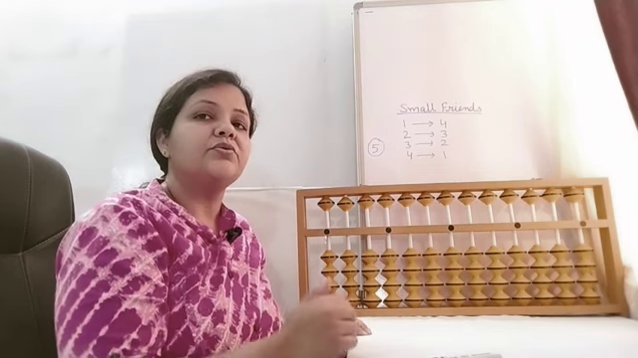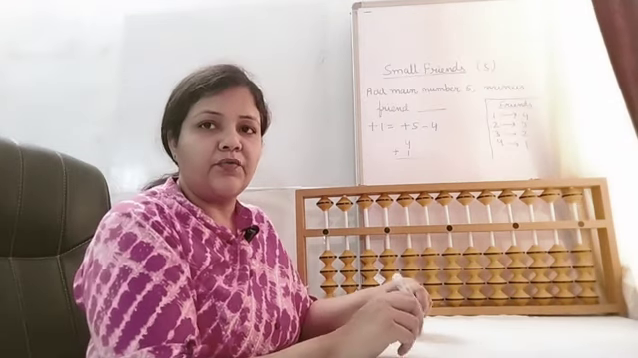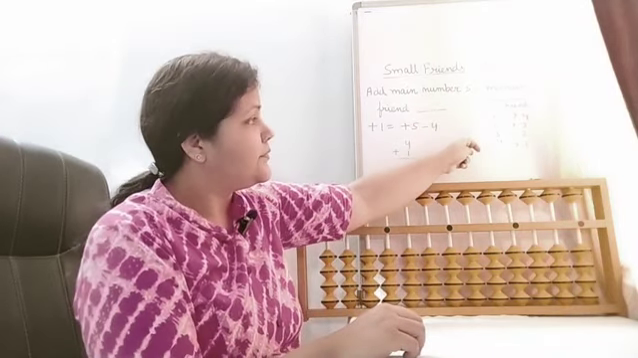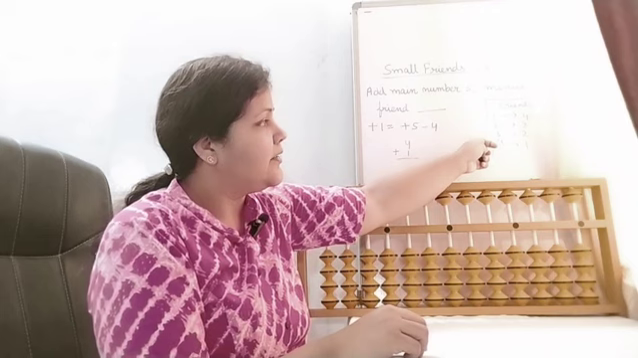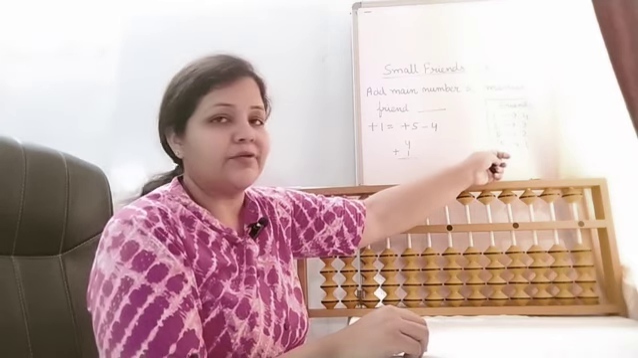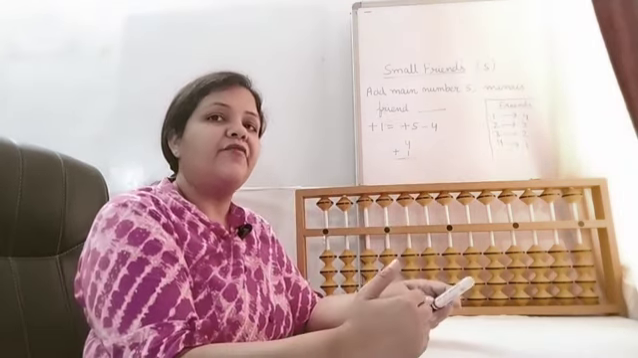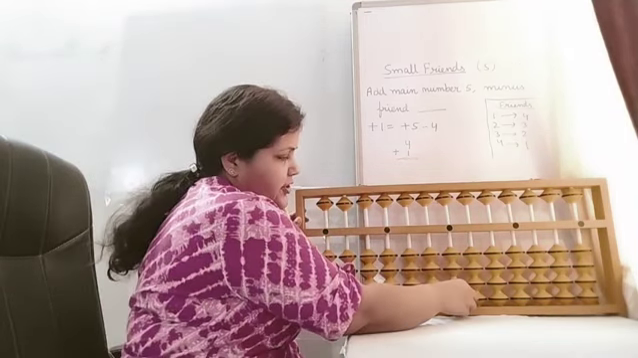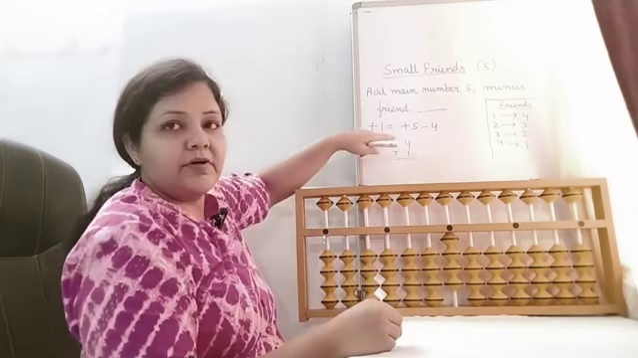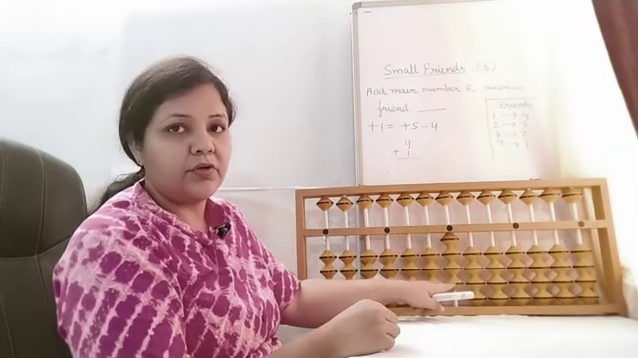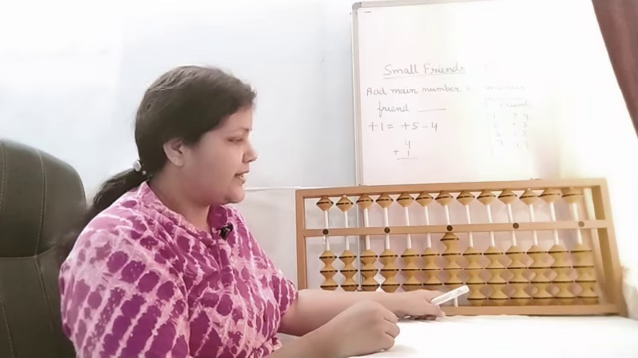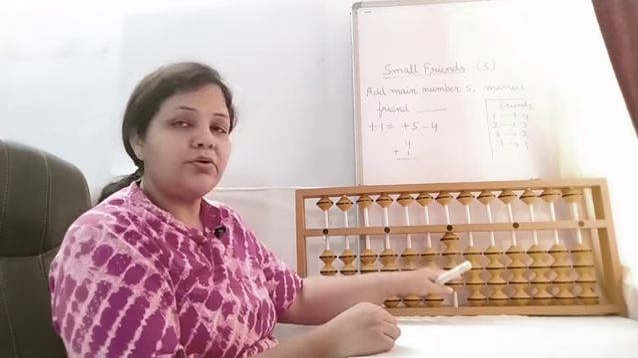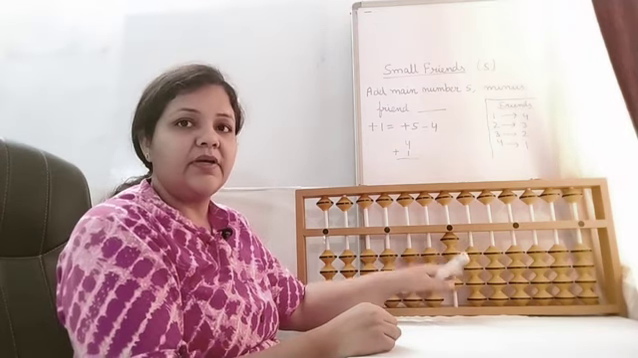Now let's see how to solve the questions. So now we have understood the friends. Friend of 1 is 4, friend of 2 is 3, friend of 3 is 2, and friend of 4 is 1. Now how and where to apply the formula? Let's see. For example, our question is 4 plus 1. We have 4. Now I want to add 1, but I don't have a lower bead to add 1. So here we cannot do the addition directly. So here we'll use a formula.